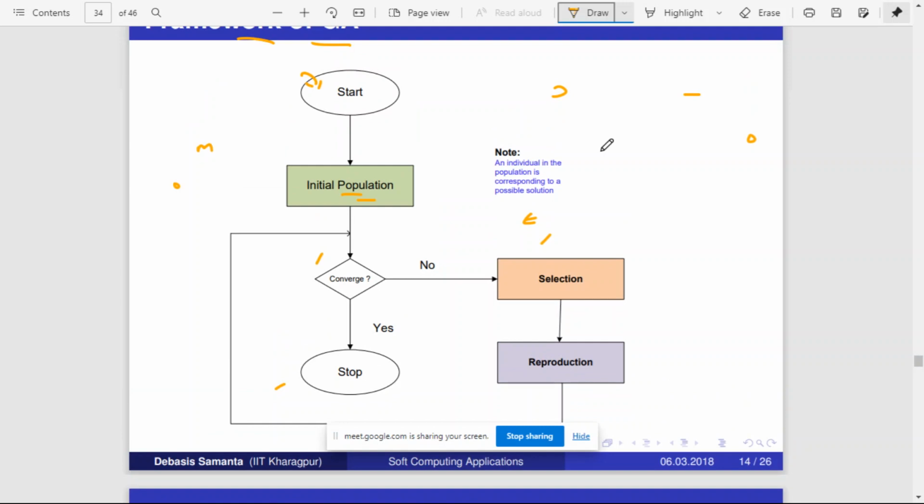Could someone summarize this flowchart, how the genetic algorithm works? Because this is the overall view. With this understanding only we have to move further.